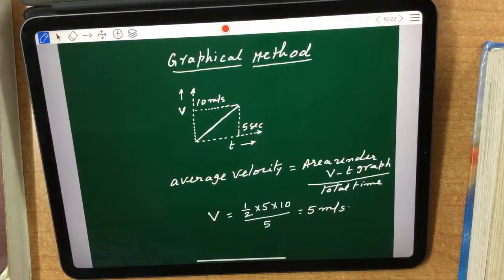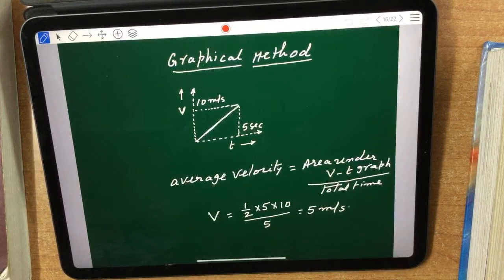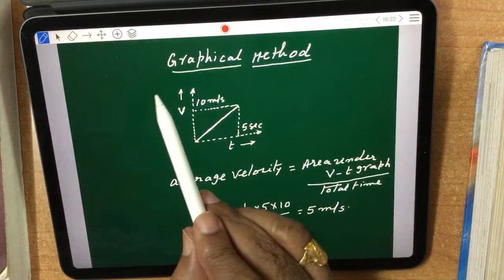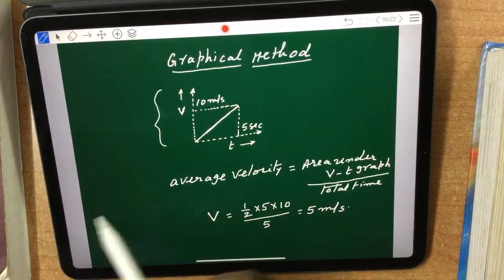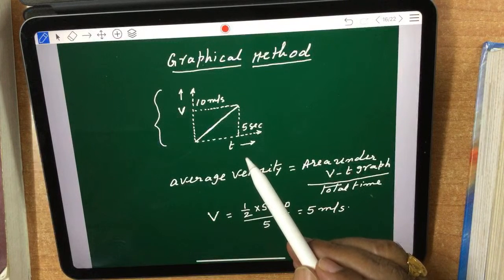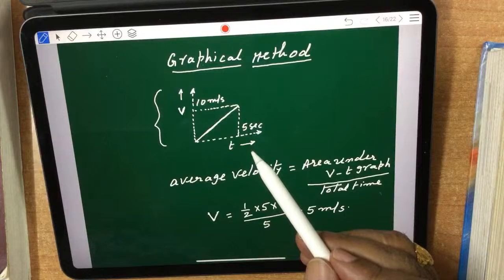Look at this. Sometimes they give a graph. A velocity time graph they give. Then they ask what is the average velocity from this graph. How do you calculate it? So here, what is a graph? Generally we discuss these graphs in mathematics.